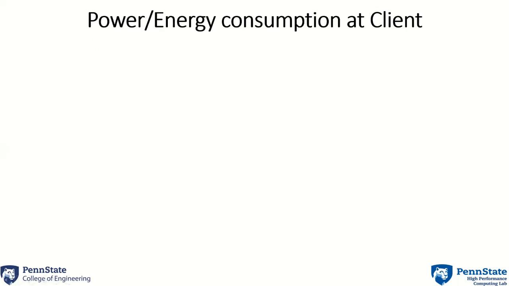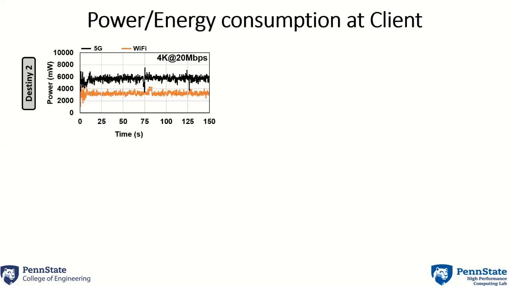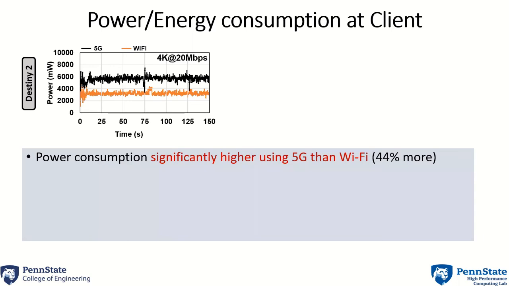To measure the power and energy consumption at the client device, we collect the power profile of the client device when playing the Destiny 2 game at 4K resolution encoded at 20 Mbps bitrate and compare when using 5G network with that with Wi-Fi network. We can clearly see that the power consumption is significantly higher when using 5G than when using Wi-Fi.